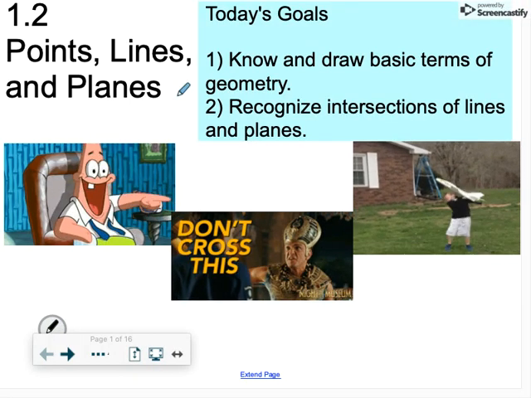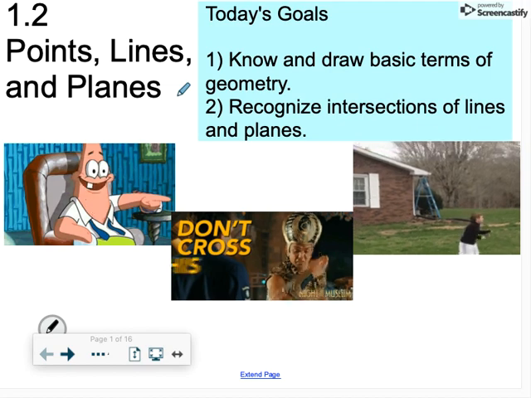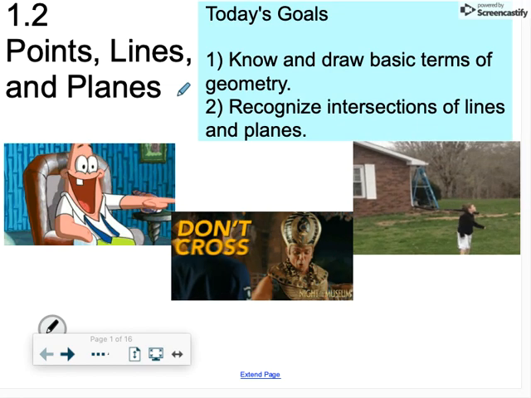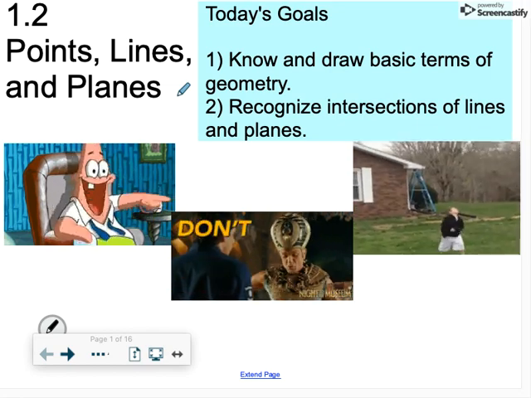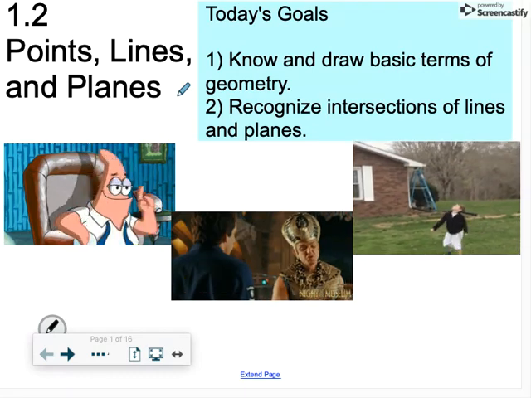So to start off with the lesson, today's goals are 1, know and draw basic terms of geometry, and 2, recognize intersections of lines and planes.